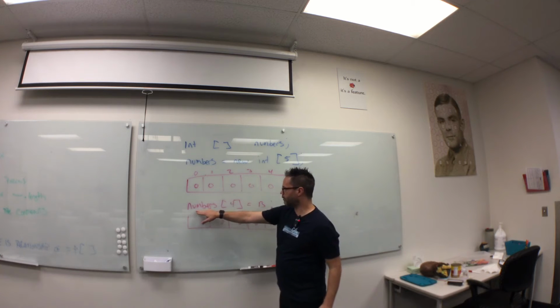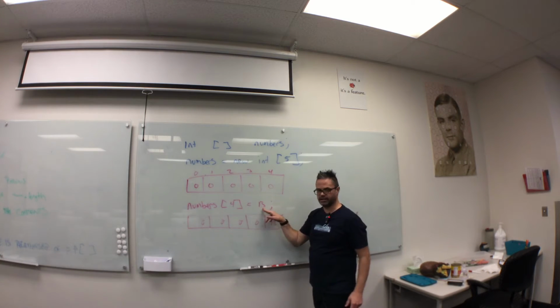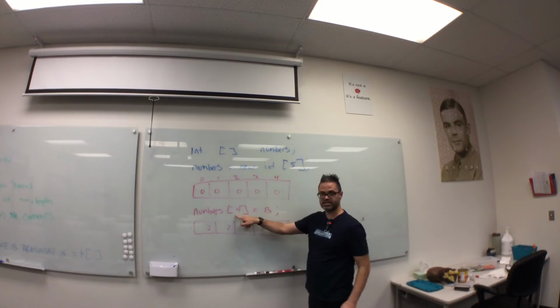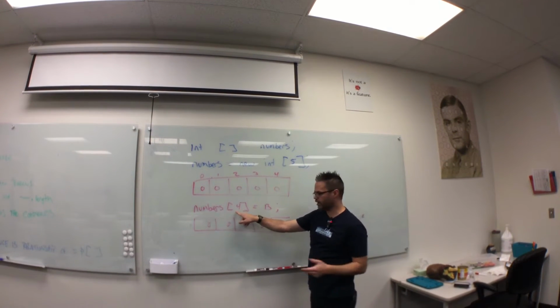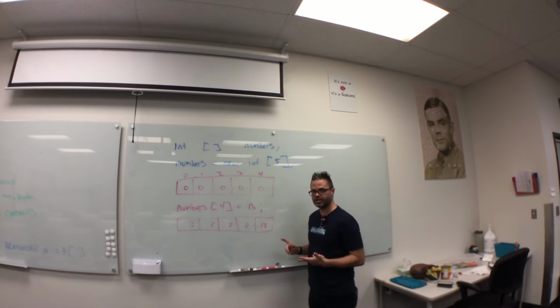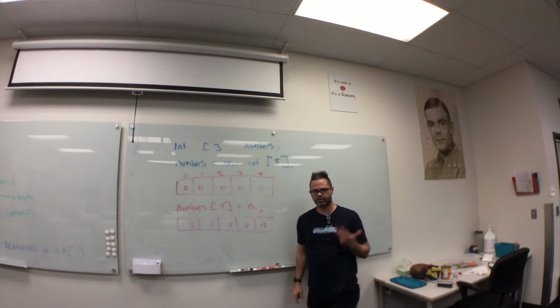So now I have numbers sub 4 equals 13. So what that's going to do is it's going to take the value of 13 and it's going to store it inside index 4 of that array. And so that 13 comes in here, it replaces the 0, and it's now 13. What happened to the 0? It's gone. It's thrown away.